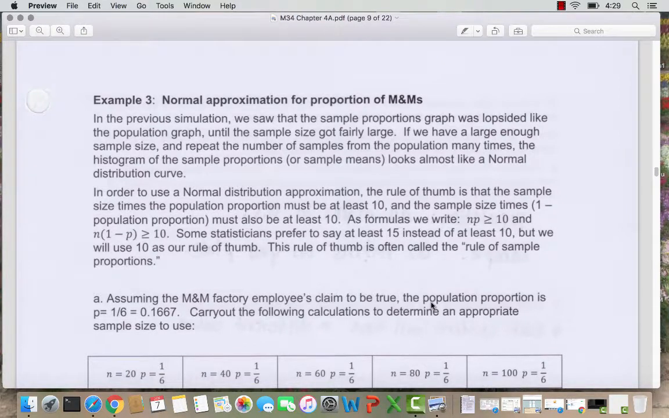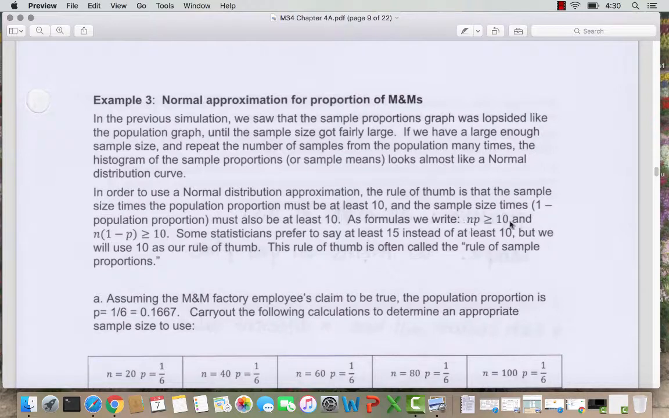So if we have a large enough sample size and repeat the number of samples many times, like we did 1,000 in the simulation, the histogram looks almost like a normal distribution curve. So in order to use the normal distribution approximation, the rule of thumb is that the sample size times the population proportion must be at least 10, meaning it's got to occur about 10 times or more. So similarly, we want the sample size times 1 minus the proportion to also be at least 10.